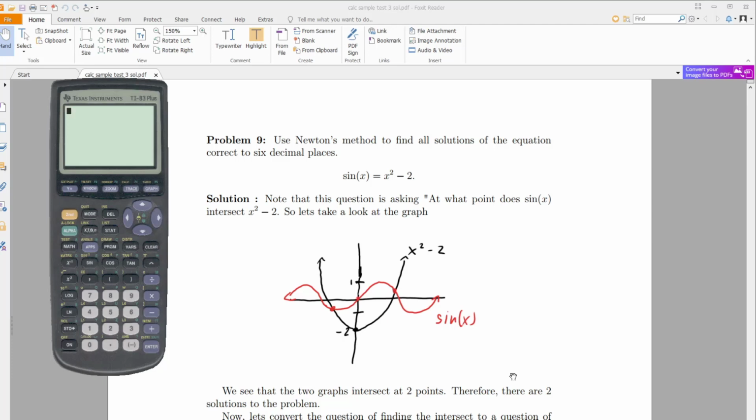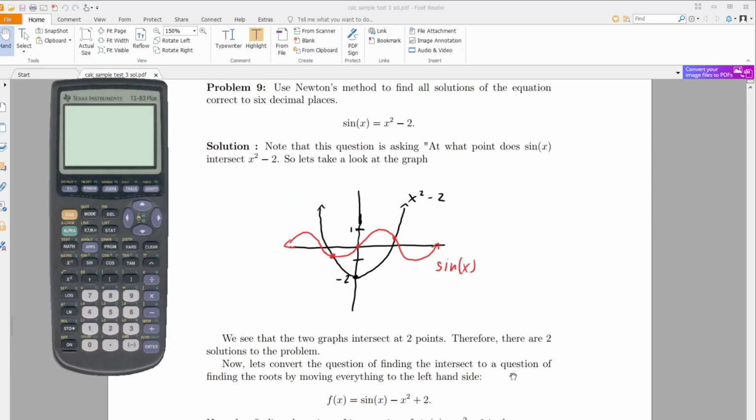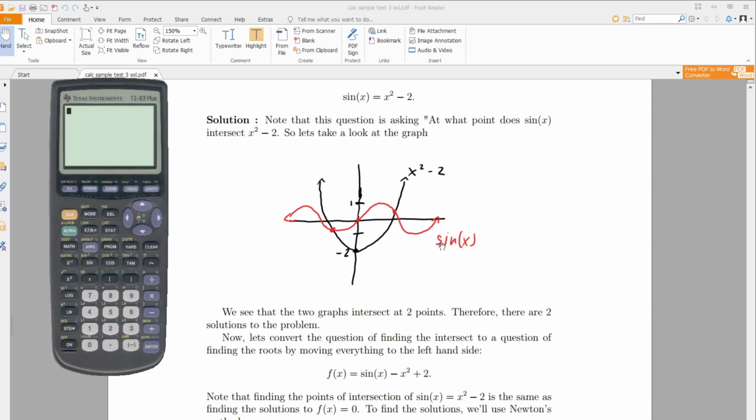Well, we know how to draw the graph of sine, we know how to draw the graph for x squared minus 2, and well, there's the graph. We see that x squared minus 2 intersects sine at 2 locations, somewhere on the left, somewhere on the right. What this means is that this equation has 2 solutions.